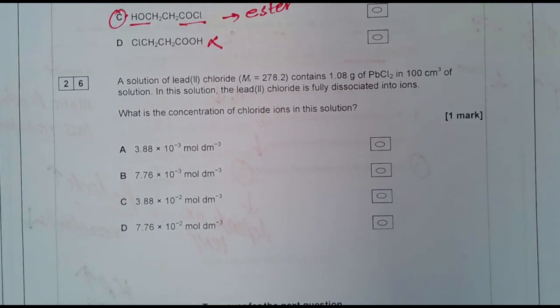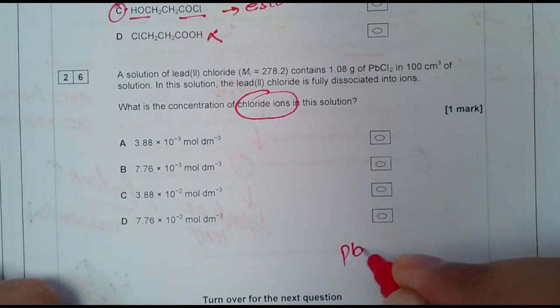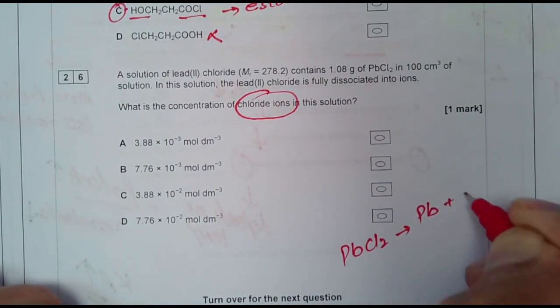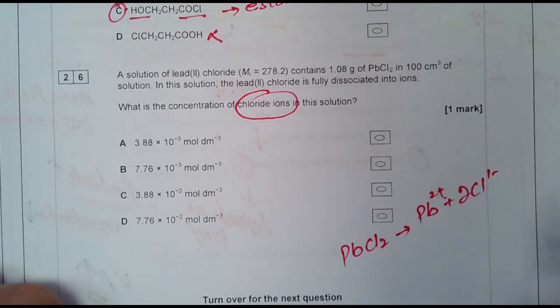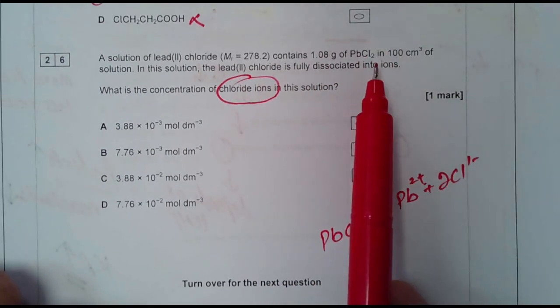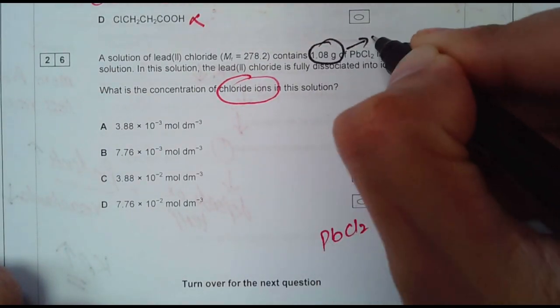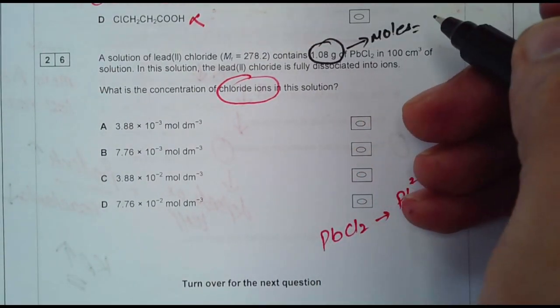Next question says, a solution of lead 2 chloride contains 1.08 grams of PbCl2 in 100 centimeter cube of solution. In this solution, the lead 2 chloride is fully dissociated to its ions. What's the concentration of chloride ions? So PbCl2 will change into Pb 2+ plus 2Cl minus. I've been given 1.08 grams in 100 centimeter cube solution. I can change this into moles.